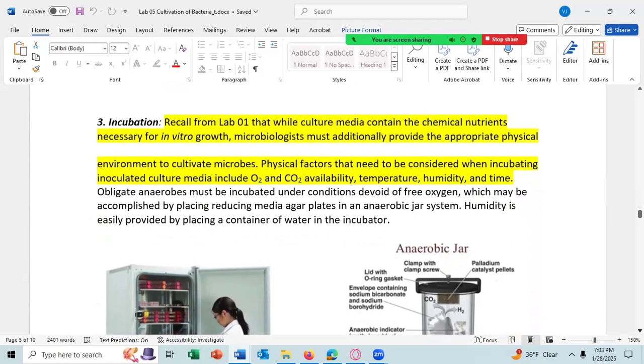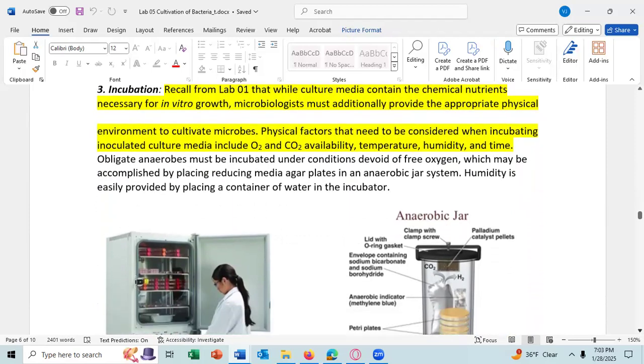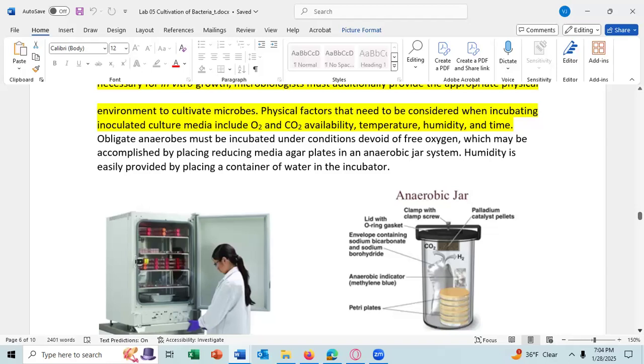All right, our next step of the 5 steps is 3, incubation. Recall from lab 1, the culture media contain chemical nutrients necessary for the microbes to grow, but additionally, you must provide an appropriate physical environment to culture microbes. In our lab at Clark College, we have simple incubators where we put the plates of our microbes to grow, and all it does is warm up the plate to a certain temperature, usually 30 degrees Fahrenheit or 37 degrees Fahrenheit, but you could set the temperature differently.